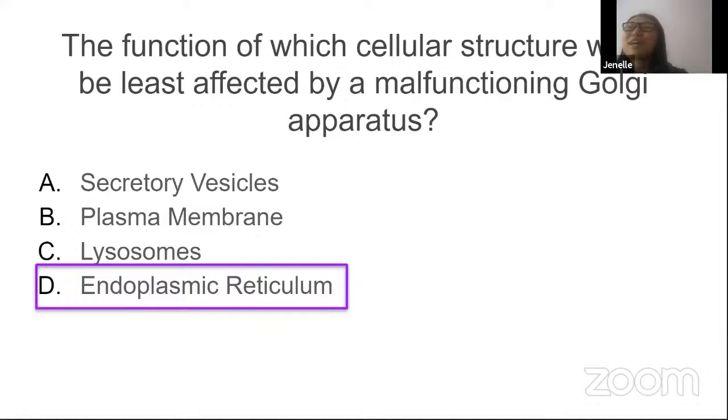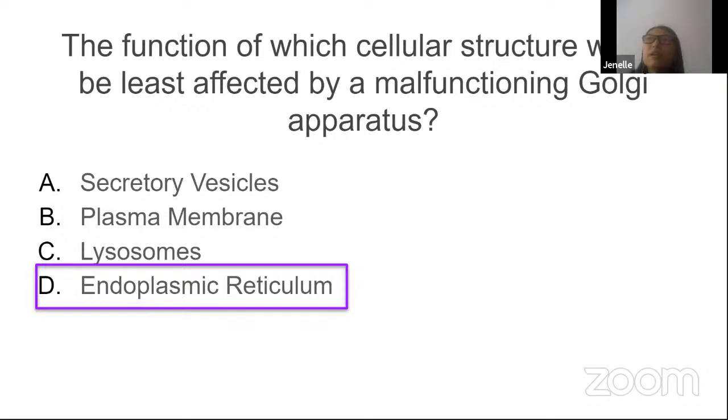The majority of you are correct. I'm also going to explain why A and B, and also C, are maybe not the right answer in this case. The question is asking the function of which cellular structure would be least affected by a malfunctioning Golgi apparatus.